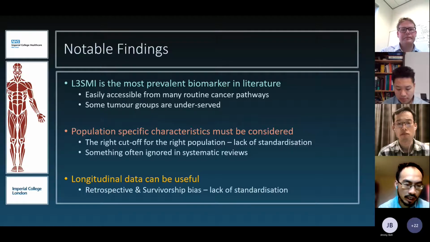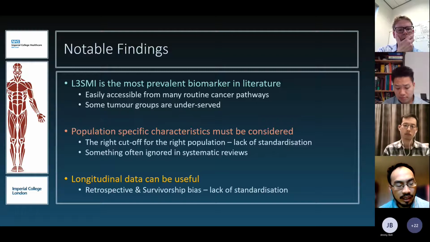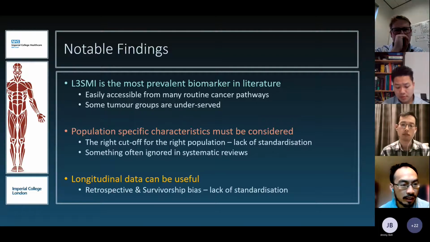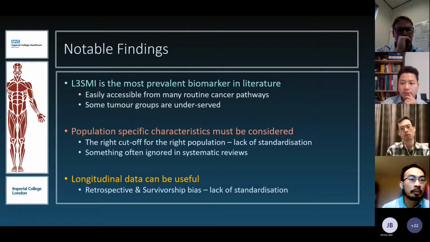And then longitudinal data probably is powerful, but it's again harder to collect. There's a lack of standardization between what time points and what you're looking at, and then you have the additional issues of it being retrospective and the survival bias. So it's less powerful than a tool where you can have a diagnosis with one scan, and you say, all right, your cutoff is this, and therefore your risk of toxicity, survival, etc. might be affected in some way.